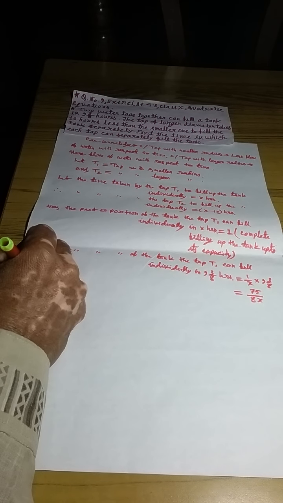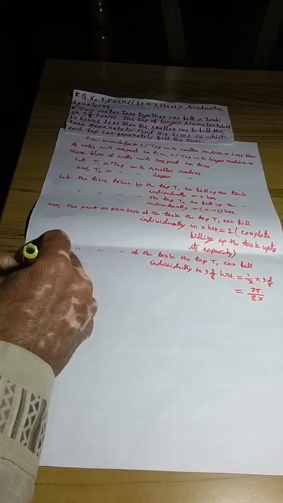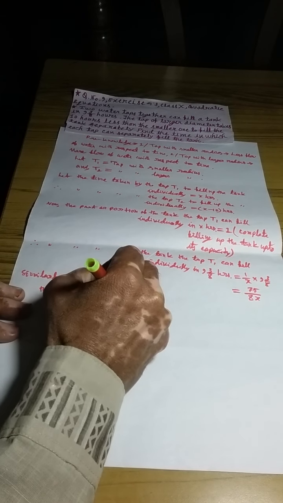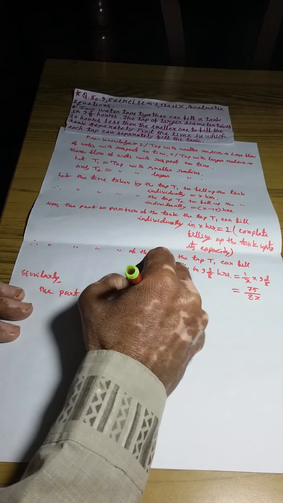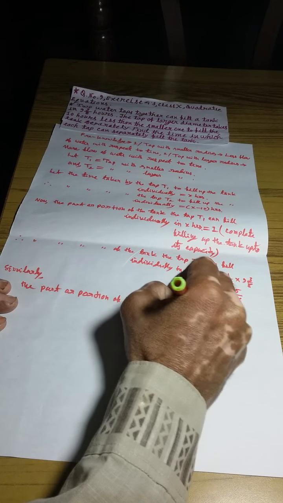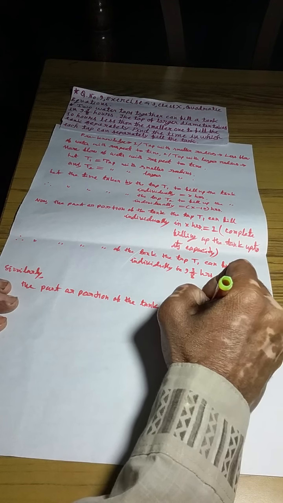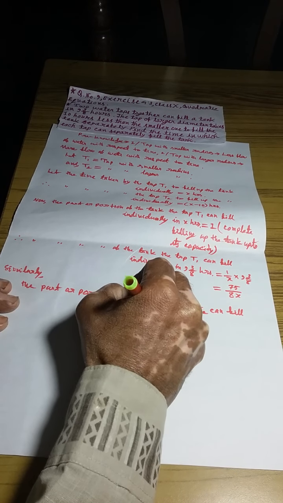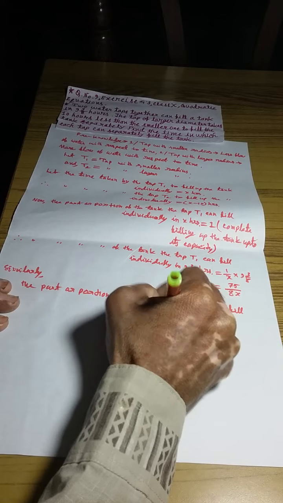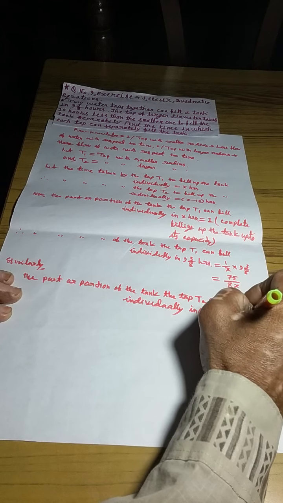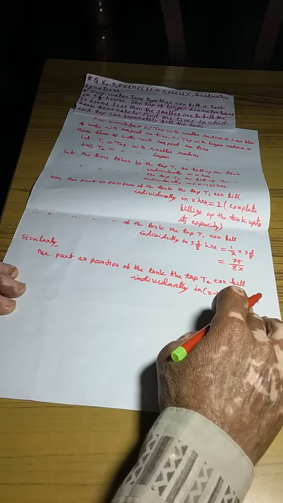After this, write in this way. Similarly, the part or portion of the tank the tap T2 can fill individually in x minus 10 hours is equal to 1. That means the complete filling up of the tank up to its capacity.